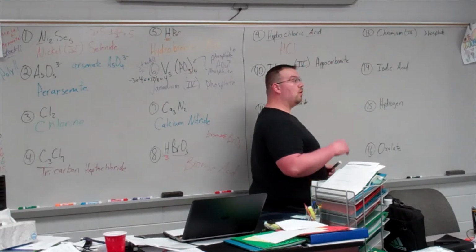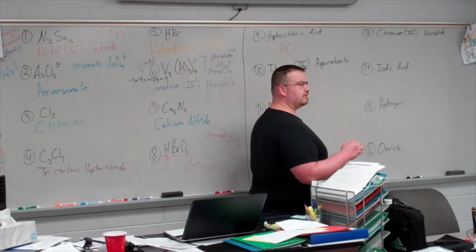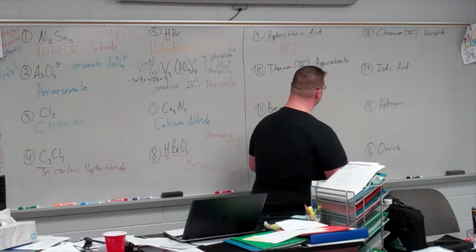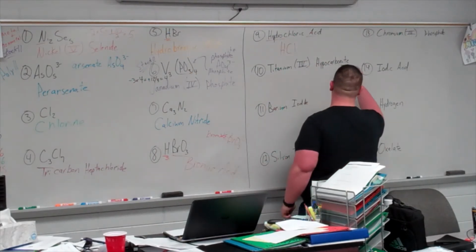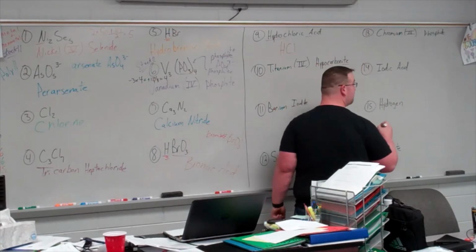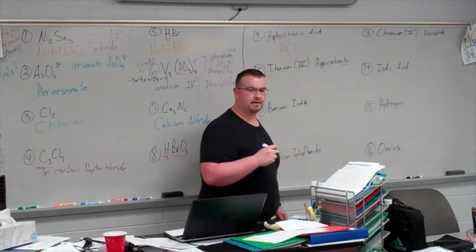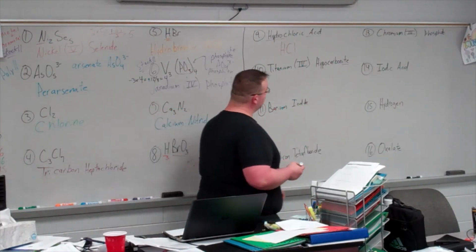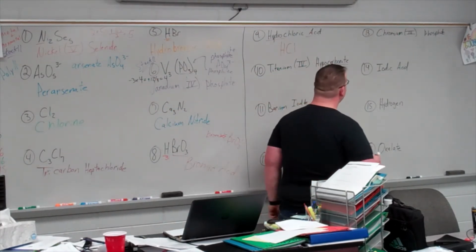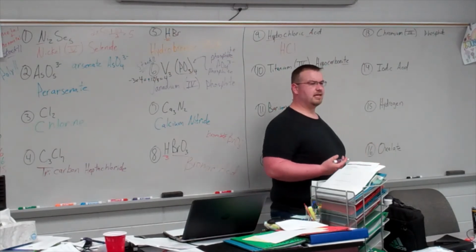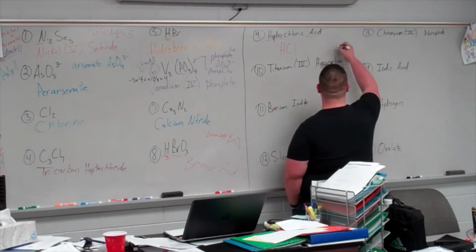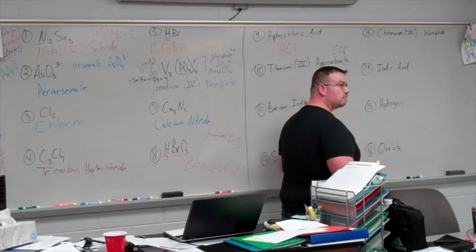Hypocarbonite. What words end in ite? Polyatomic ions, oxyanions. So ite tells me I have polyatomic ions. We have to figure out what the chemical formula and charge for that polyatomic ion is. So we have to look at hypocarbonite. Carbonite, the root ion, is carbonate. Carbonate is CO3, 2 minus.